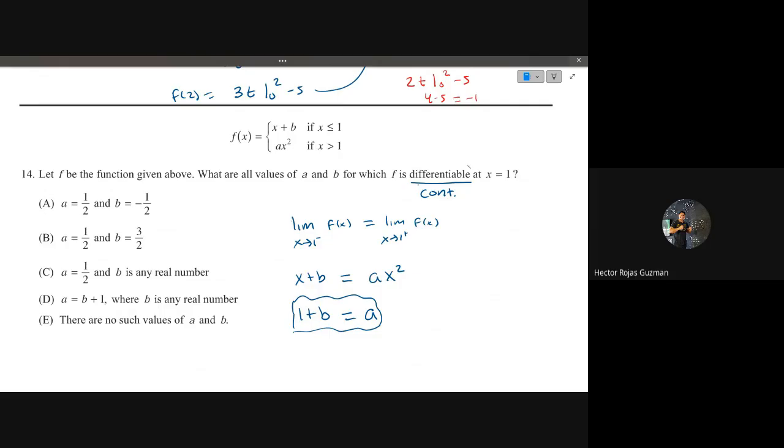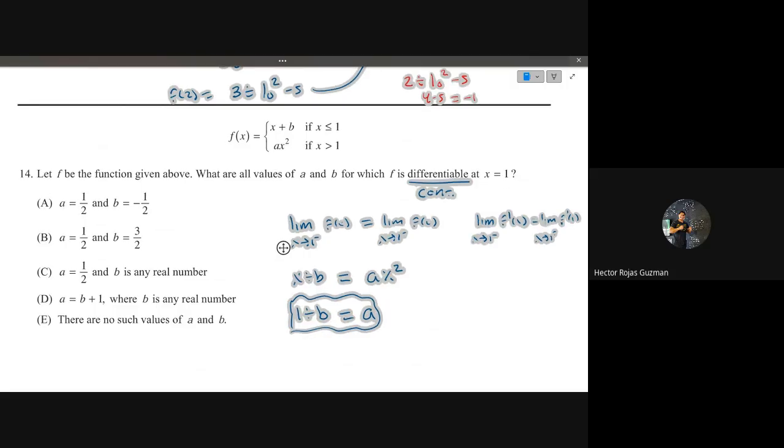Okay, now they're telling us that the function is differentiable. So that means that the limit as x approaches 1 from the left of the derivative should equal the limit as x approaches 1 from the right of the derivative. We learned this way back at the beginning, like back in October, maybe even September. If a function is differentiable, the slope on the left must equal the slope on the right. And the derivative on the left side, x plus b, is just 1. The derivative on the right side is 2ax. Plug in the 1 and solve for a.